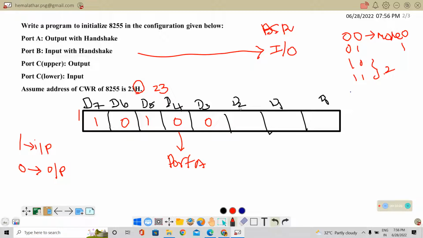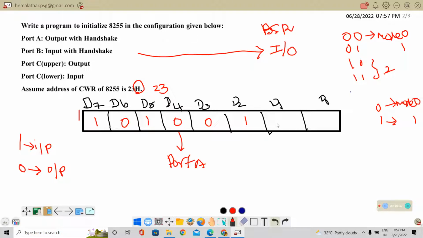Now we move to D2. D2 tells the mode selection for group B, which is either 0 or 1. 0 means mode 0; if it is 1, it belongs to mode 1. In the question, it belongs to mode 1. The I/O modes are 0, 1 and 2, so it is mode 1. Your D2 should be represented as 1.